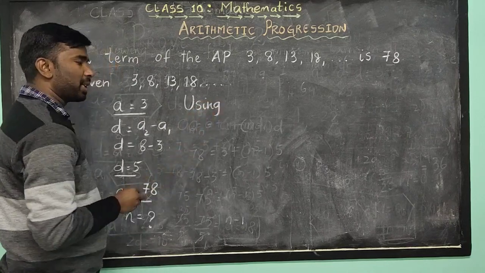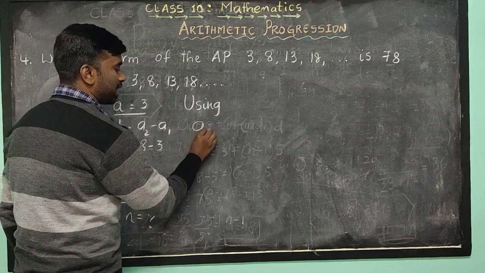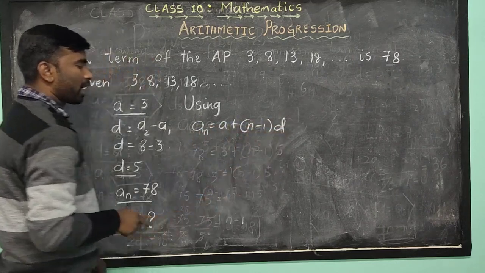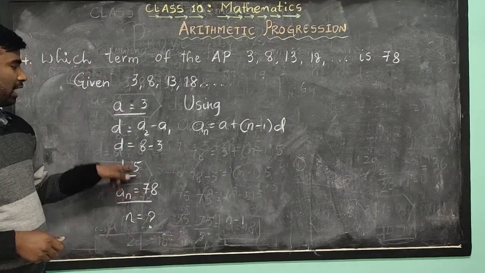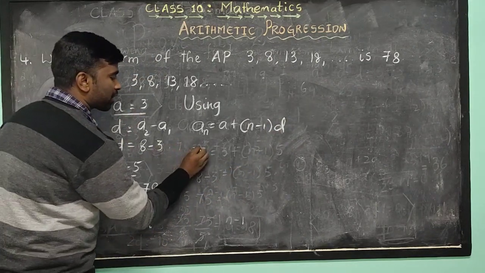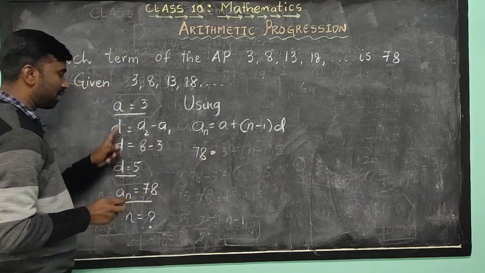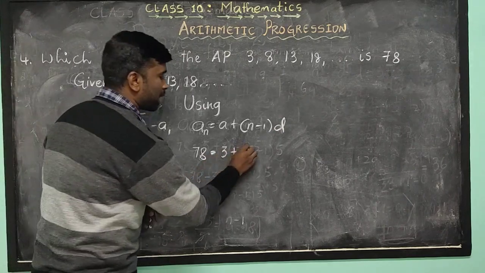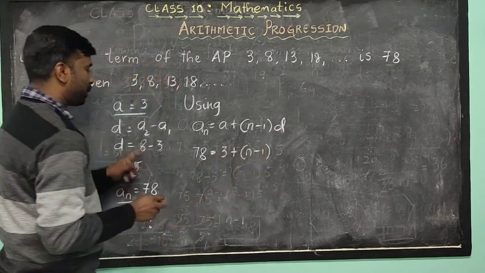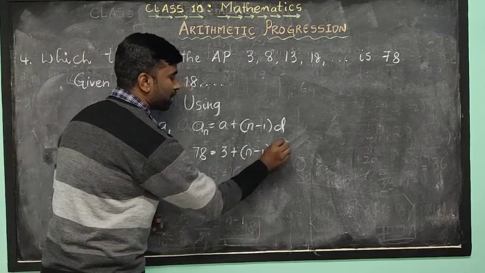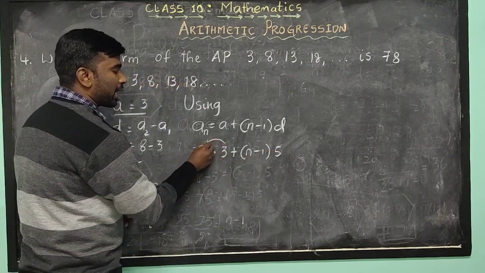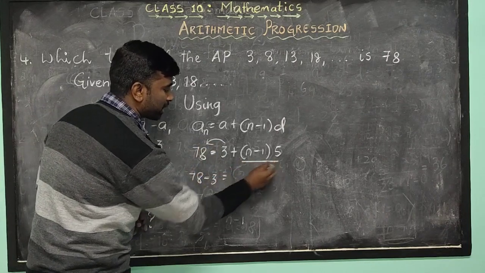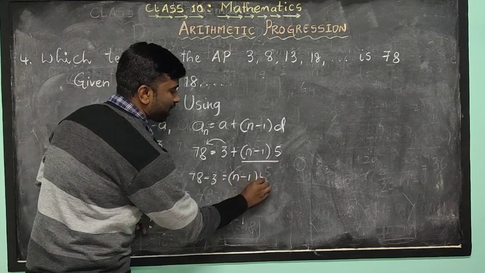The nth term of an AP is given by the formula an equals a plus n minus 1 into d. Now substitute the values of an, d and a. What is an? Which is equal to 78. And what is the value of a? 3 plus (n minus 1), which we should find out, keeping it as it is, into d. What is the value of d? Which is 5. Now shift plus 3 to the LHS, that is 78 minus 3, which is equal to the remaining term, n minus 1 into 5.